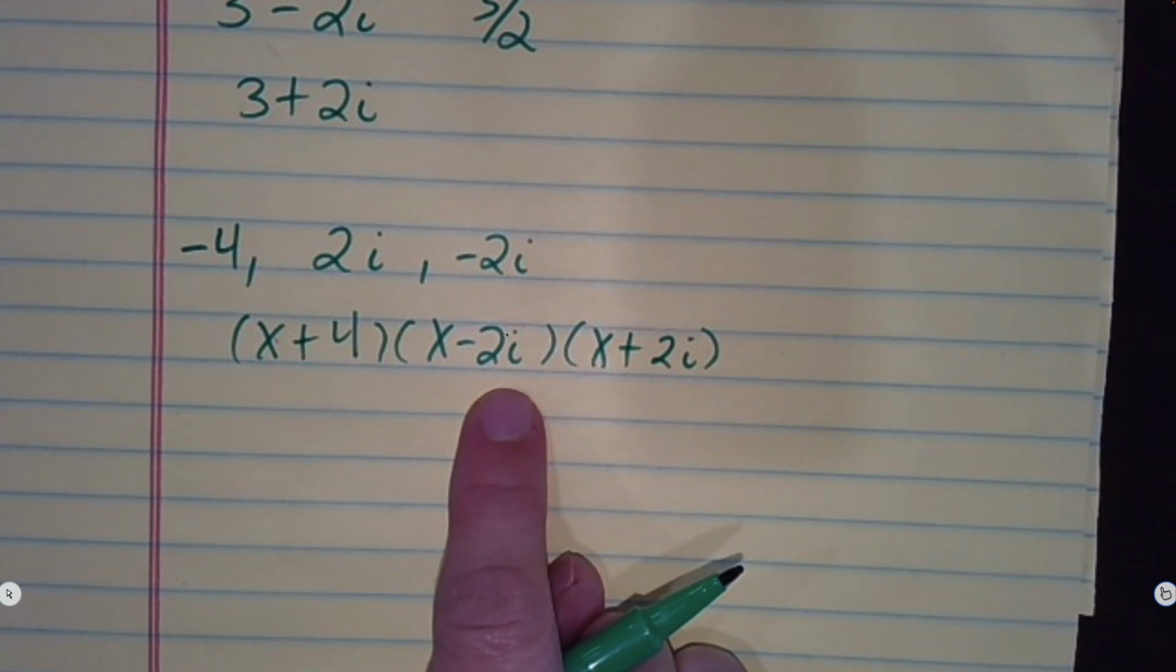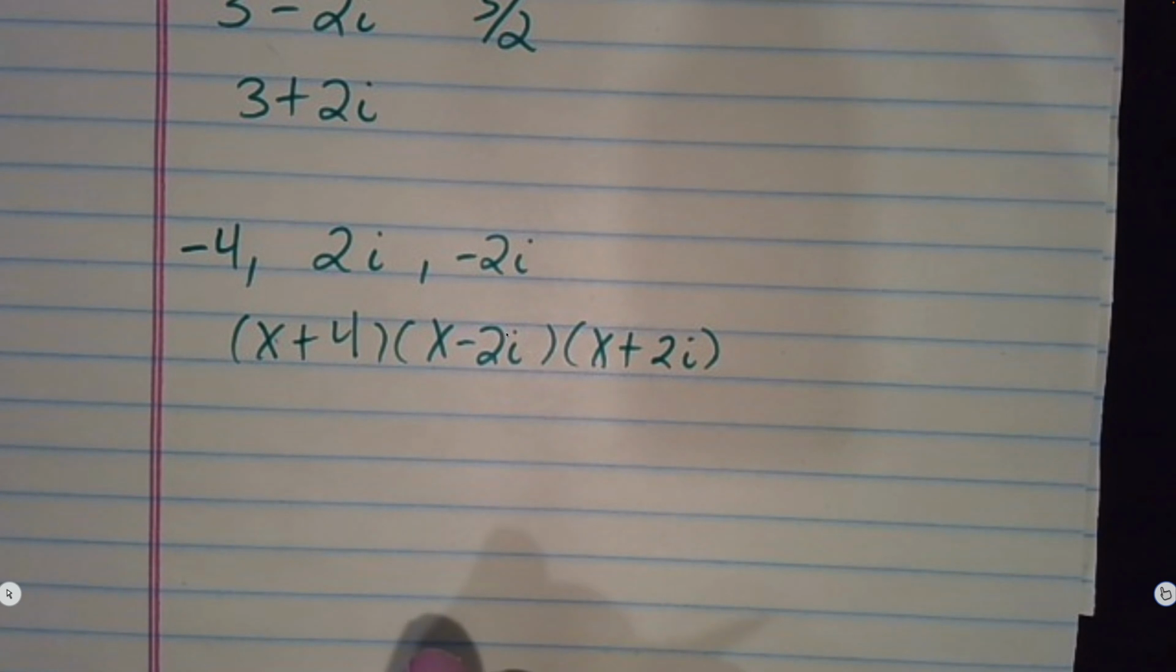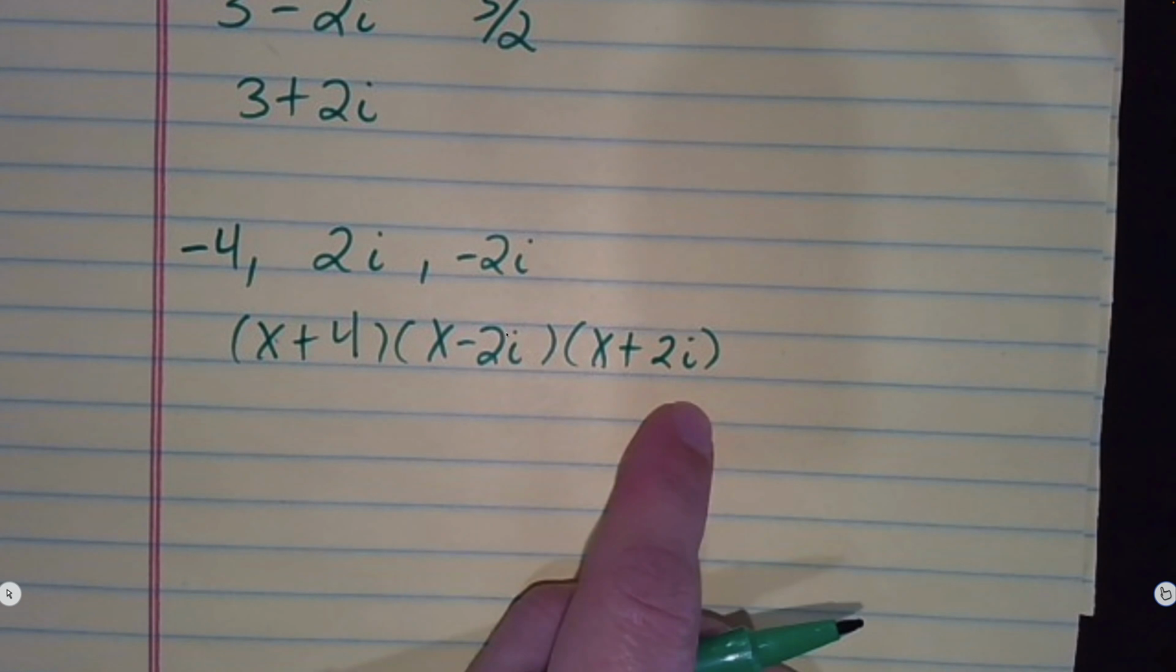So what am I going to have to do? Distribute, FOIL it out. I highly recommend multiplying your conjugates because things will cancel out. Okay, because if one's a positive and one's a negative, middle terms will go away if they're conjugates. So I'll do the FOIL method on this.